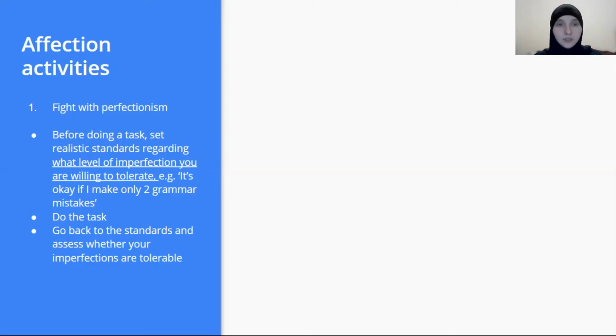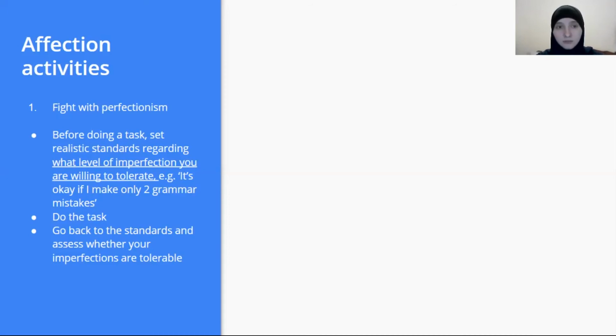So if you see that the topic is new and the student is struggling with this topic, you may set this standard like 3 grammar mistakes. That's okay for us for now. Then we do the task and then we go back to the standard and assess whether these imperfections are tolerable or not. So if you see that the student is still uncomfortable, you may say that it was just additional practice and we need to go back and go through the rules one more time, for example, or have some additional practice, or let me teach you one more time, and so on.